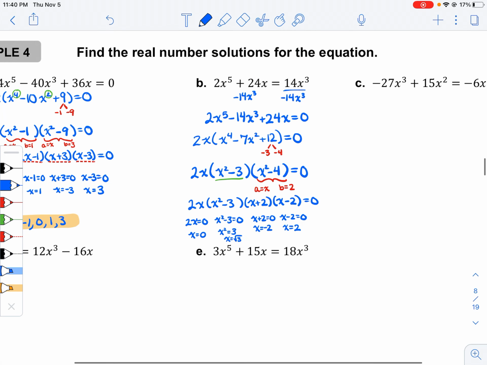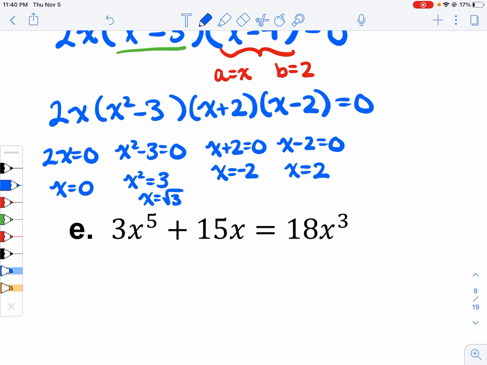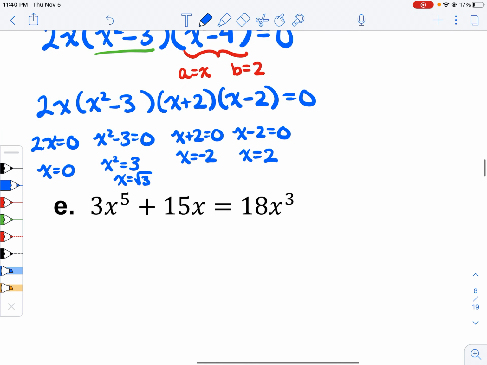So in general, when I ask you for these, I'm asking for the real number solutions. So when you put these in, this is a real number. Real numbers just don't have an i in them, but it is a decimal. So you would enter this as negative 2, comma, 0, comma, square root of 3, comma, 2.